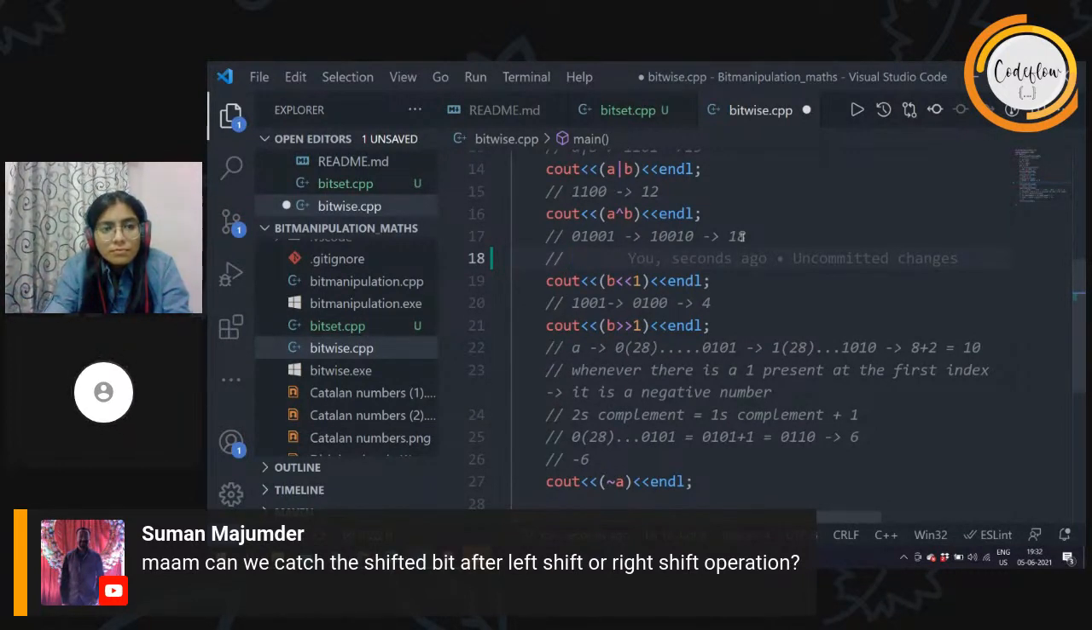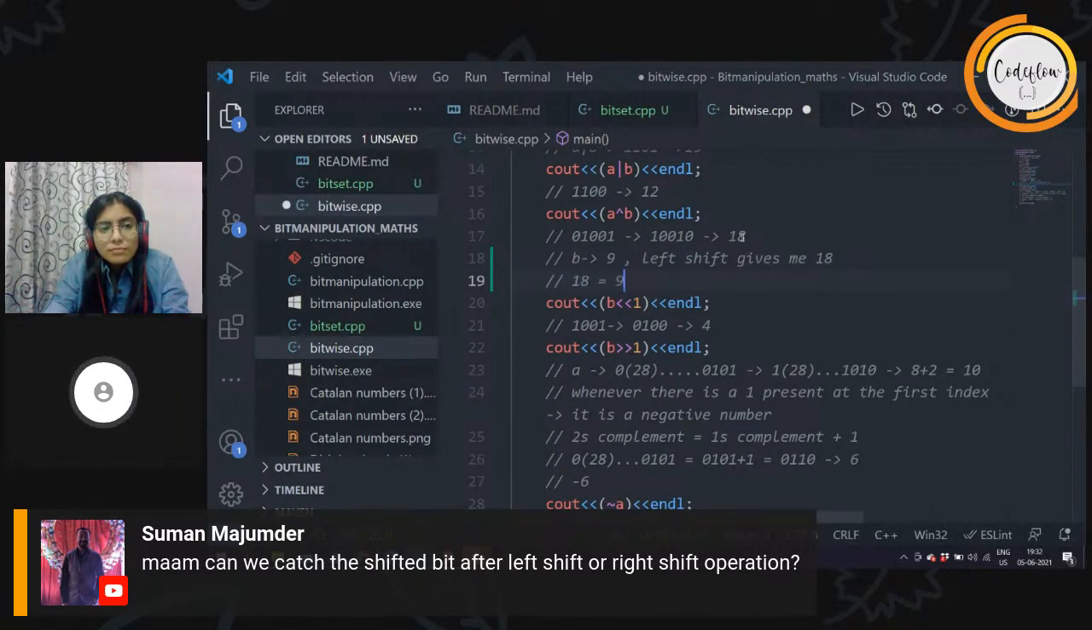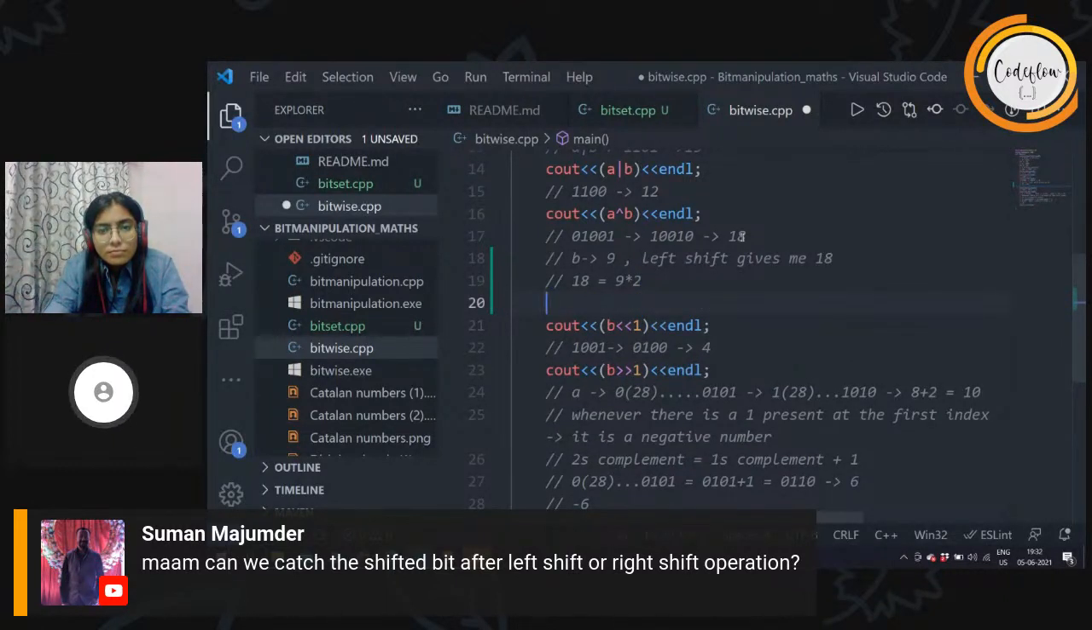Now for the left shift, you notice something: my B is 9 and my answer after left shift gives me 18. Is there any relation between 18 and 9? Can we create 18 from 9 or something like that? It's like basic maths, 9 into 2 is equal to 18, right? 18 is equal to 9 into 2. So notice something very important over here.